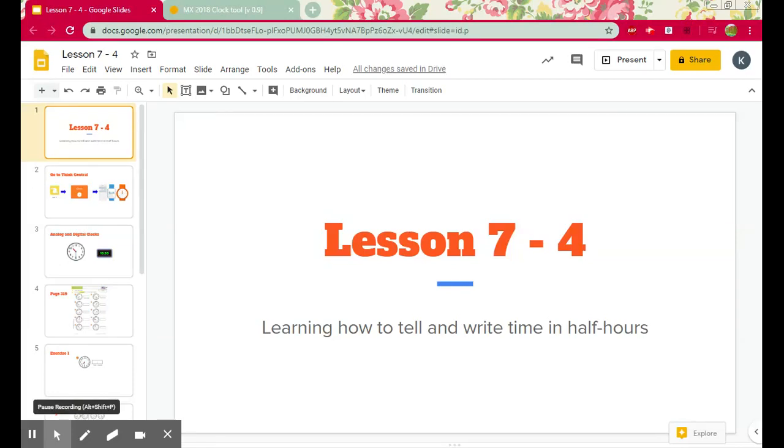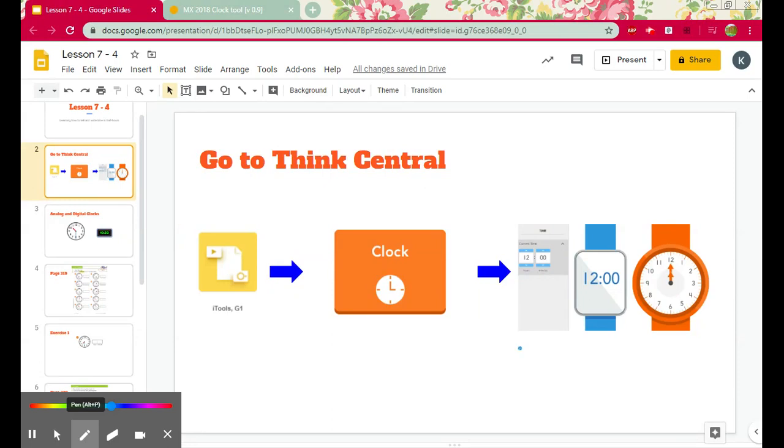Hello, mathematicians. Today we are working on lesson 7-4. We are learning how to tell and write time in half hours. For this lesson, we are using the clock tool.